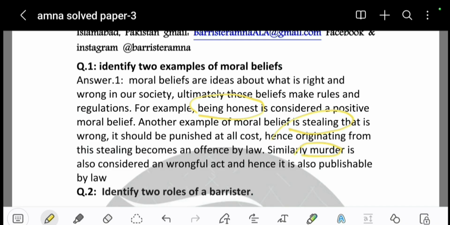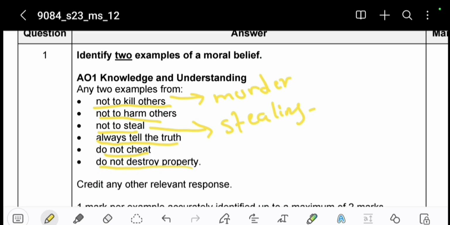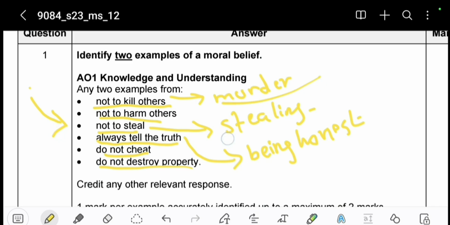So let's see the marking scheme. The marking scheme also had murder. It was like not to kill others. This is a part of murder. Let's see the other one: not to harm others, not to steal. So I've added this as well, stealing. Let's see the other ones. Also tell the truth, do not cheat, do not disturb property. So always telling the truth is a part of being honest, right? So even if I did not write the exact wording of the marking scheme, still the wordings I have mentioned in my answer are a part of the marking scheme.